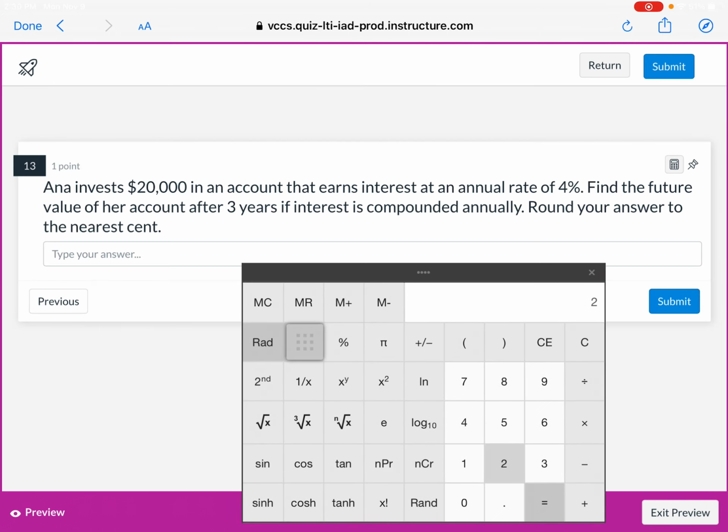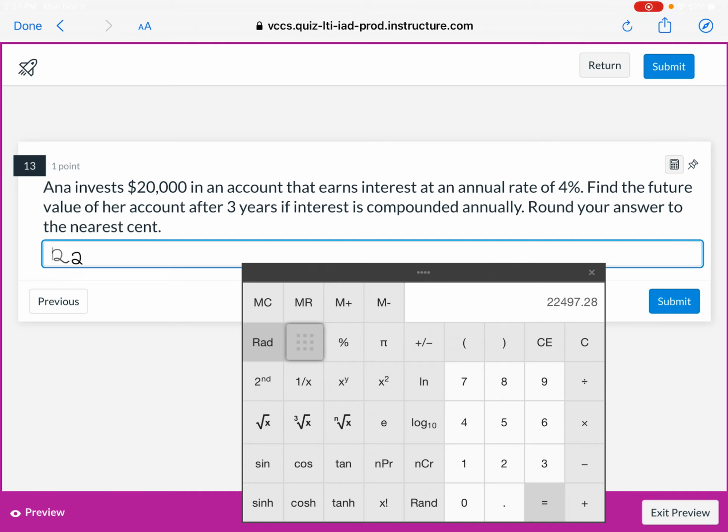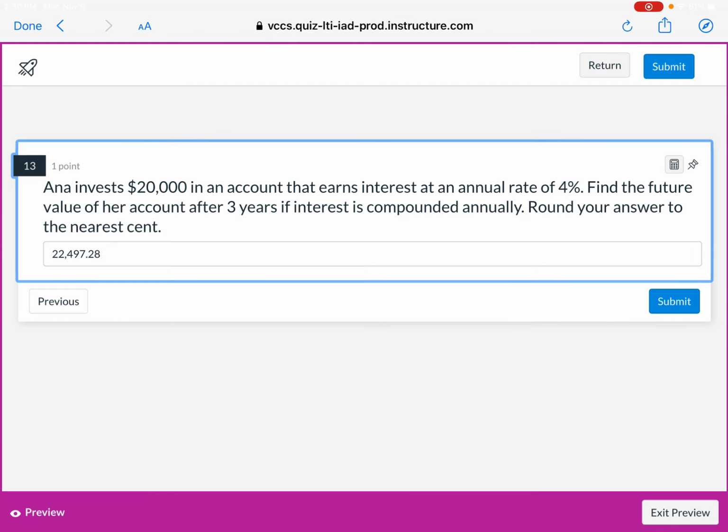Okay, I'm going to type in 20,000 times 1 plus 0.04. Raise that to the what power? Third power. Hit enter. So Anna is going to have that much money: 22,497.28. Awesome. I'll go ahead and submit this.